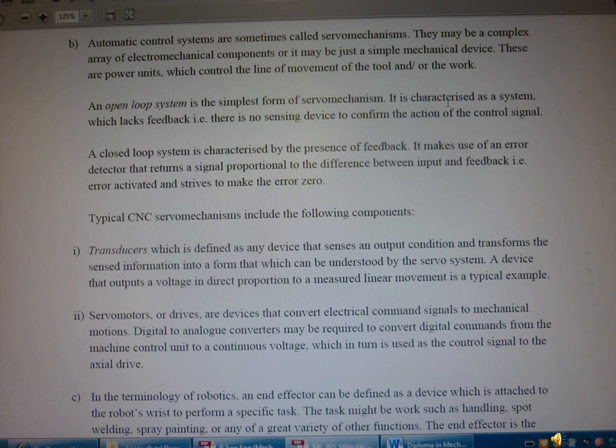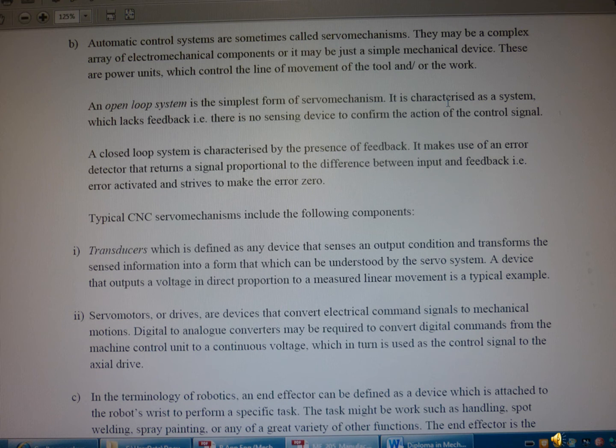Typical CNC servo mechanisms include the following components: a transducer, which is defined as a device that senses the output condition and transforms the sensed information into a form which can be understood by the servo system. A device that outputs a voltage in direct proportion to the measured linear movement is a typical example. The servo motors or drives are the devices that convert the electrical command signals to mechanical motions. A digital to analog converter may be required to convert the digital commands from the machine control unit to a continuous voltage, which in turn is used as a control signal to the axis drive.